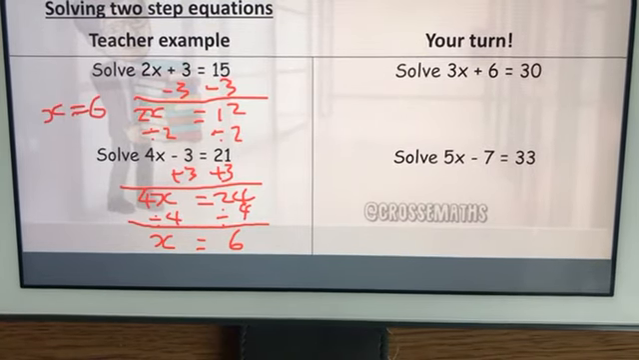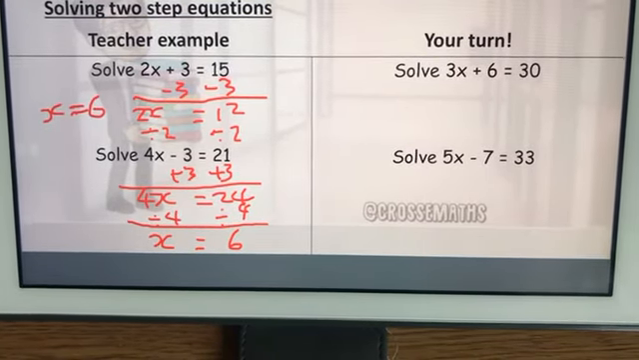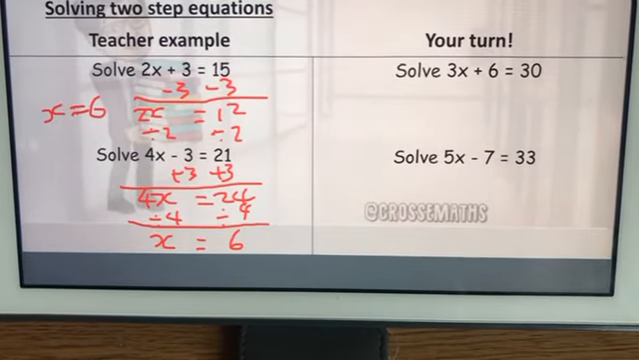Give you another 30 seconds or so to get the 1 on the left, the 2 on the left written down, and then maybe have a go at 1 or maybe 2 of the ones on the right hand side.